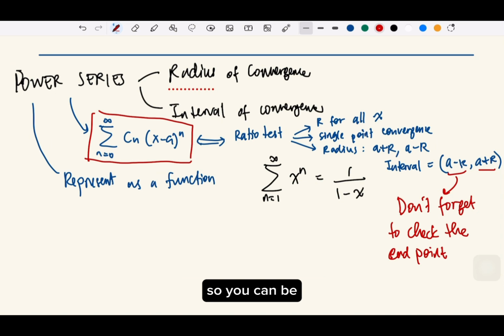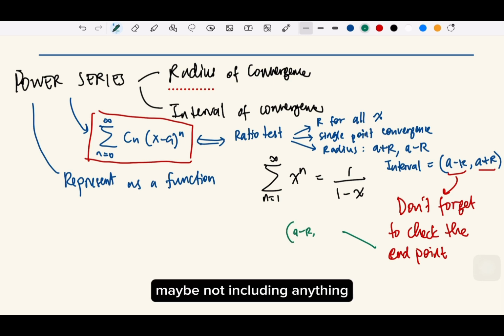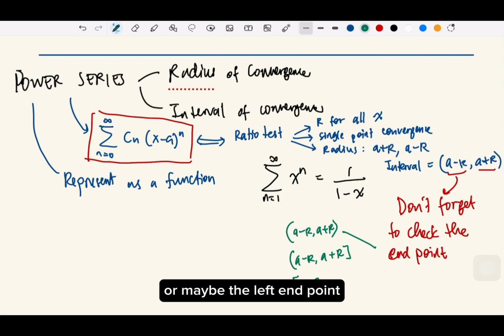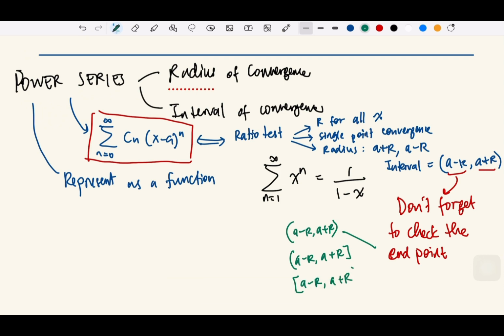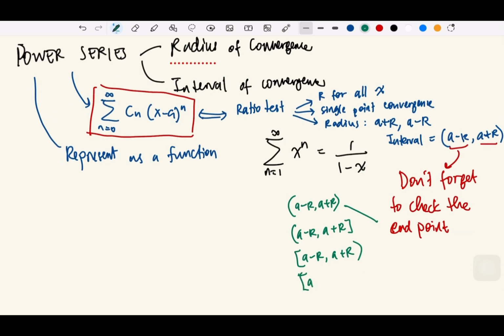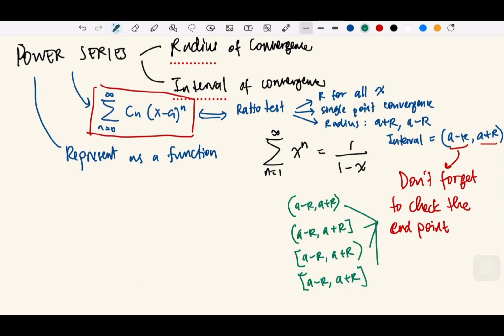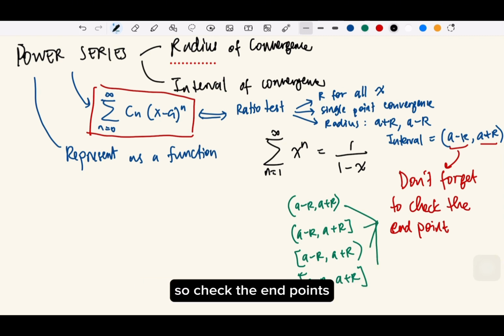So it could be maybe not including anything. That's one possibility, or including the right endpoint, or maybe the left endpoint, or maybe both. Okay, so it could be four possibilities. So check the endpoints.